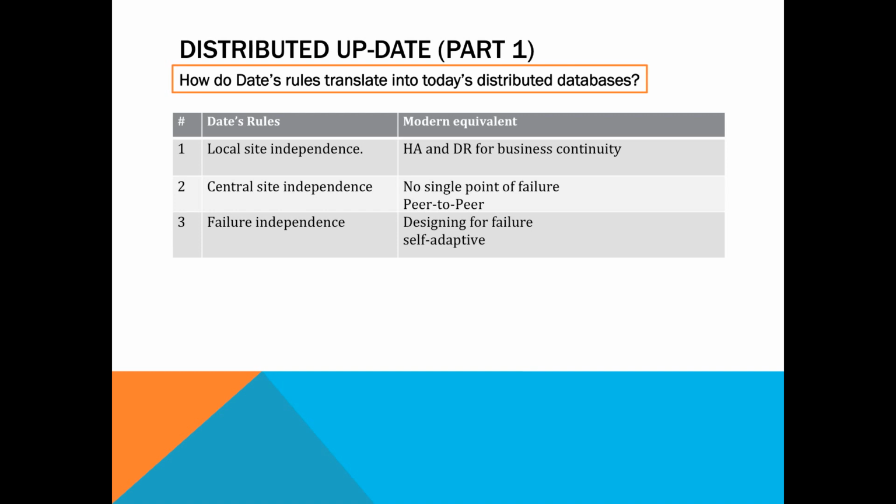Rule number 3, failure independence. The idea of fault tolerance continues to be a goal for modern systems. There is a more recent philosophical shift that's looking at the idea of designing for failure. And as the number of nodes grows, so does the likelihood of a failure. So modern designs accept that as normal, and they plan for failure by building self-adaptive solutions.